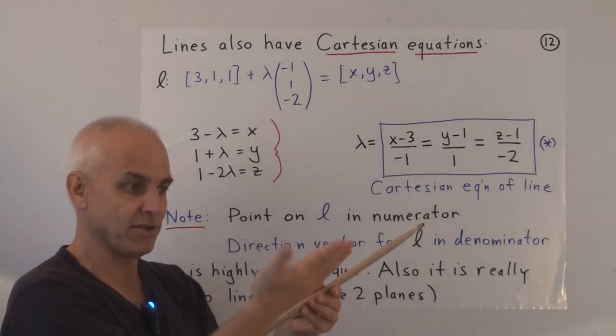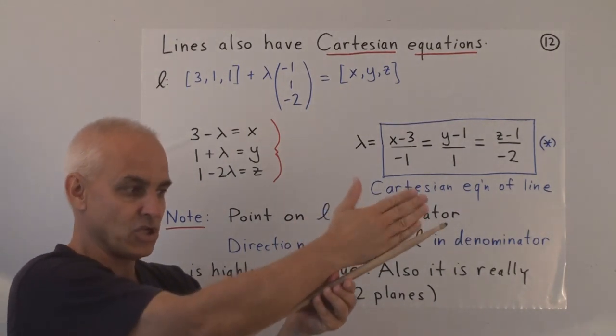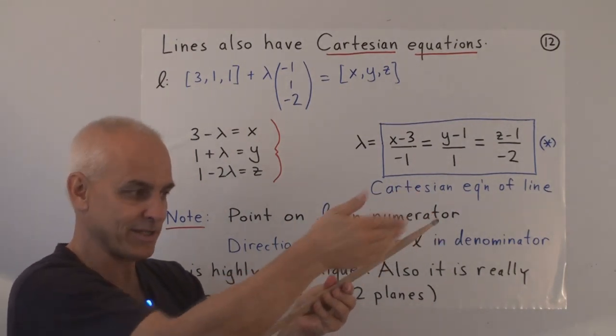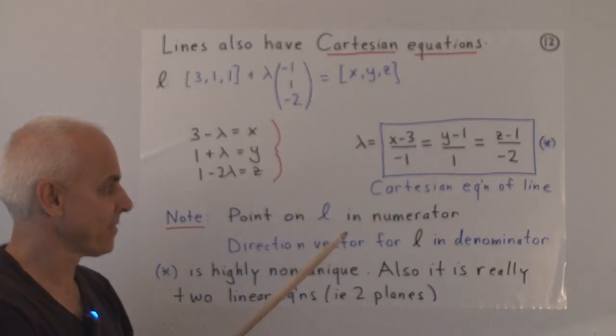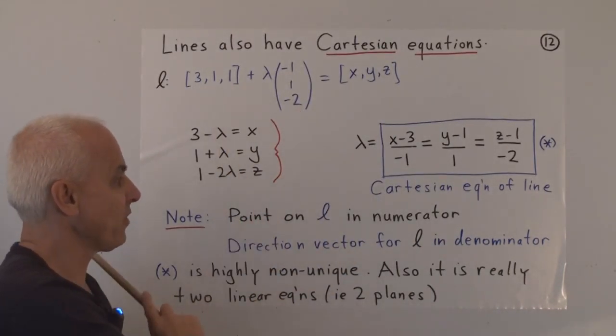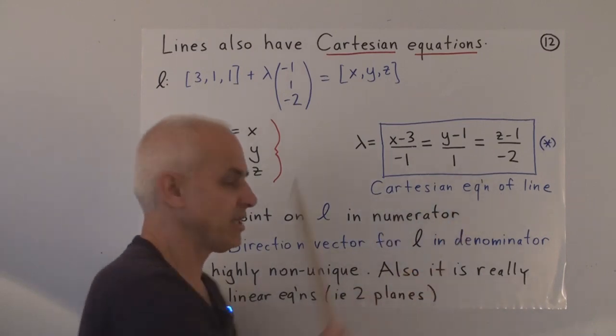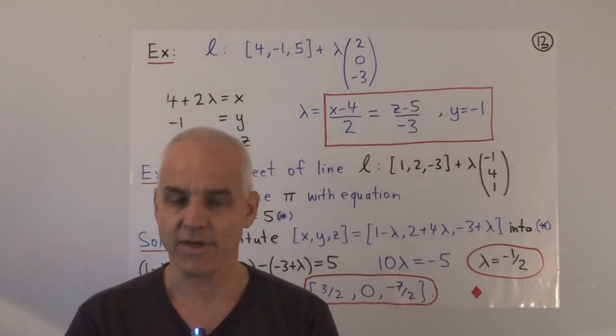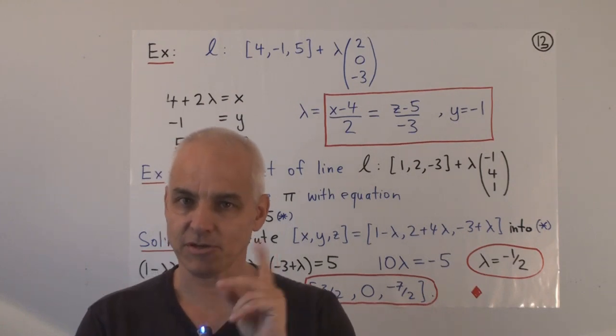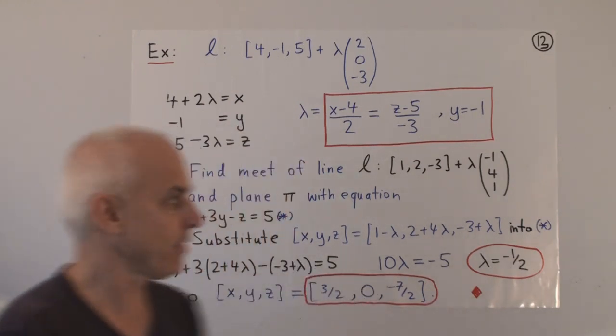And again, those planes are highly non-unique. You could change them as long as they all go through that line. There's an infinite number of possibilities. So there's the parametric equation for a line. There's a Cartesian equation for a line. Let's do another example like that has just a little twist in it to be careful about.